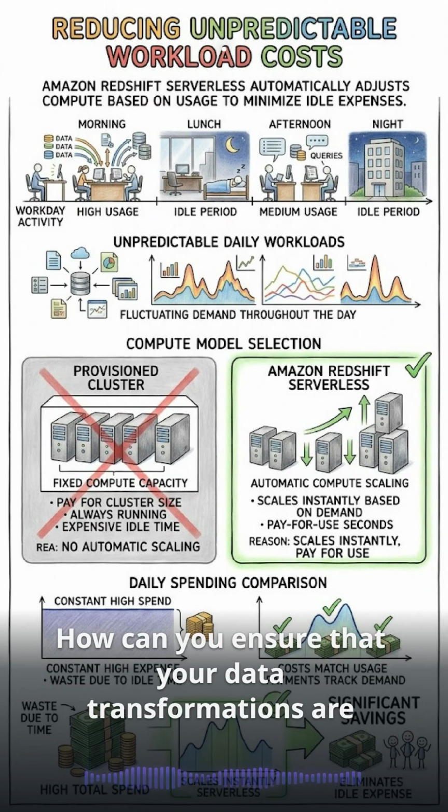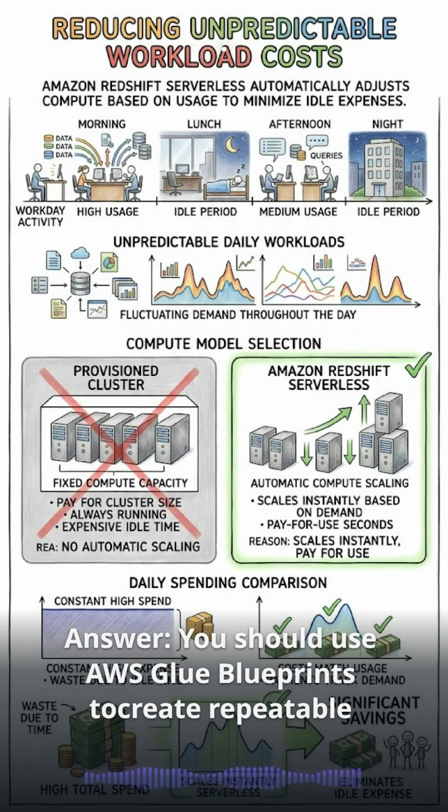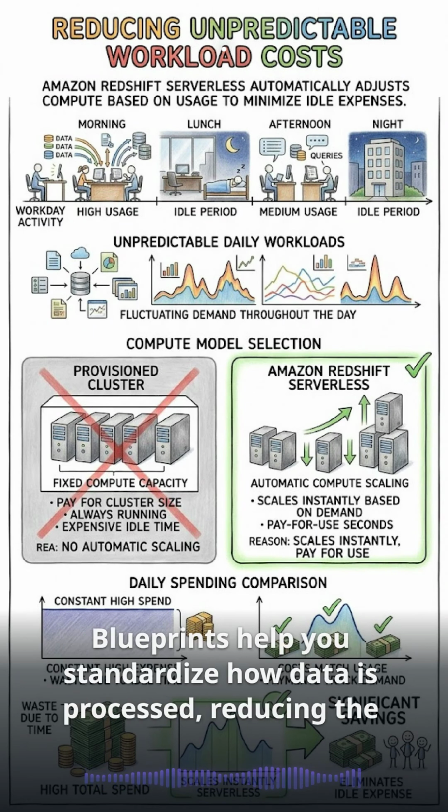38. How can you ensure that your data transformations are consistent across different environments like test and production? You should use AWS Glue blueprints to create repeatable templates for all your data integration workflows. Blueprints help you standardize how data is processed, reducing the chance of human error during the setup.